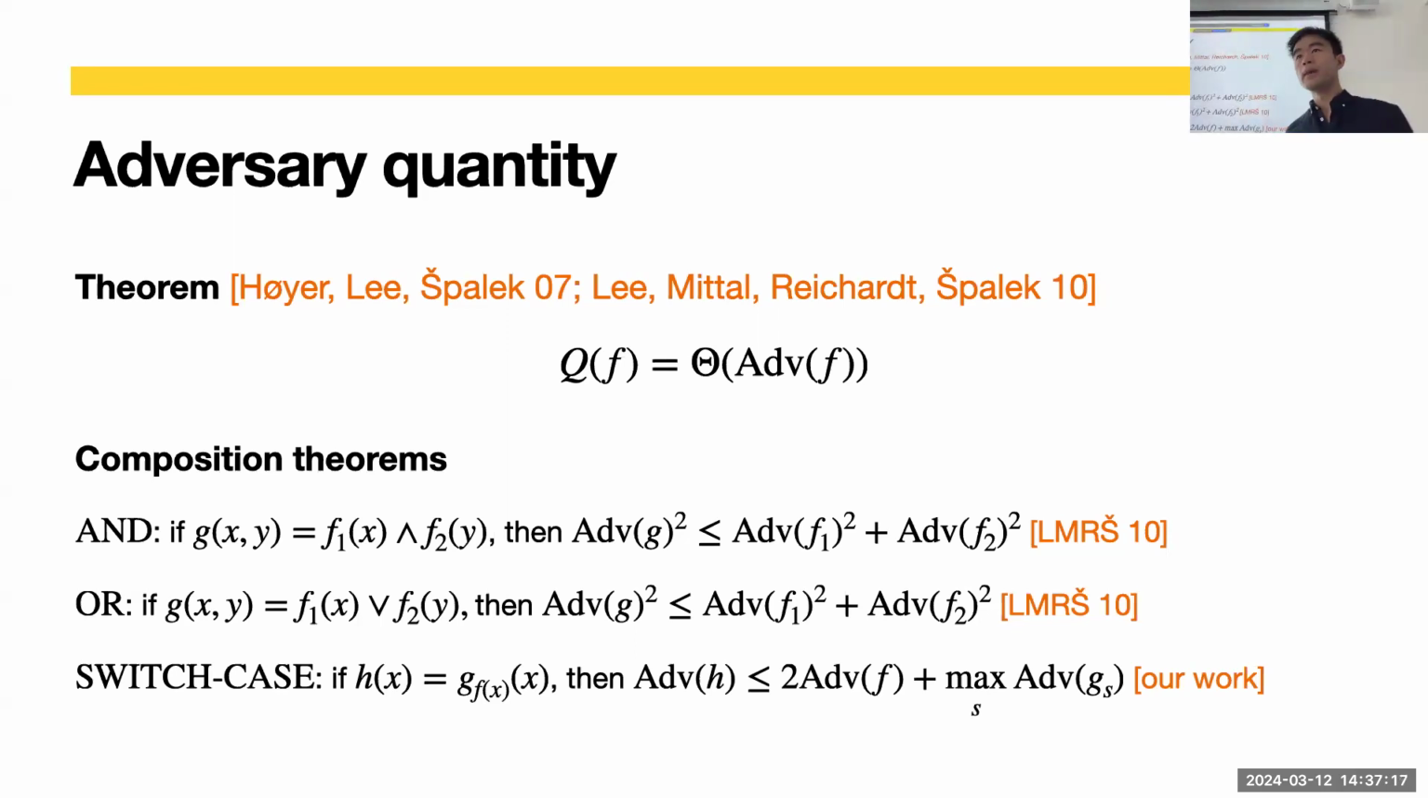You have multiple g's labeled by the codomain of f, right? And this is a bit of sloppy notation. So the max over s here should be, I guess, over the codomain of f. Yeah, good question.